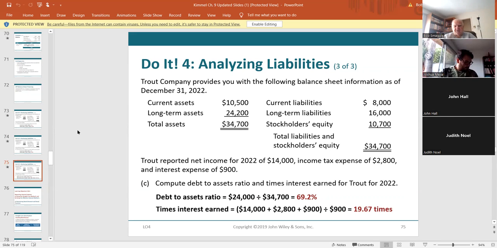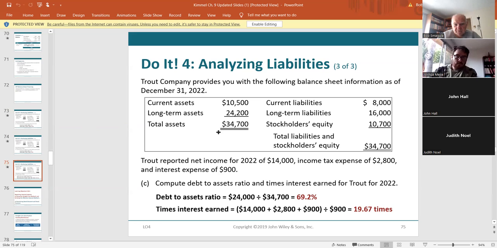Compute the debt to assets ratio as well as the times interest earned. So let's take a peek here. Let's see what we got. The total debt is $34,700 and the assets... I confused myself. The total liabilities are right here. The 8 and 16, 24,000. So that'd be 24 divided by the 34,000 gives you 69.2%.